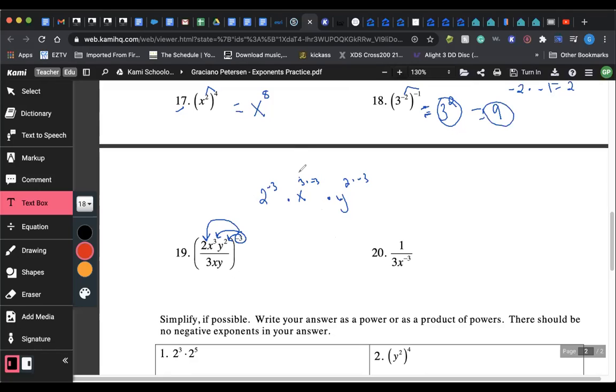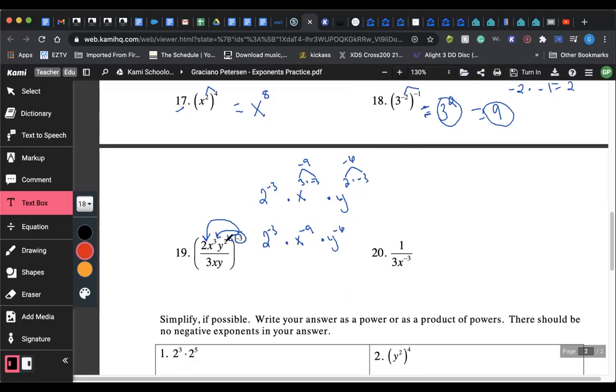To simplify this, we need to make sure we're multiplying our exponents first. So what's 3 times negative 3? Negative 9. Good. What's 2 times negative 3? Negative 6. Okay. So when I simplify this numerator, it's going to be 2 to the negative 3 times x to the negative 9 times y to the negative 6.